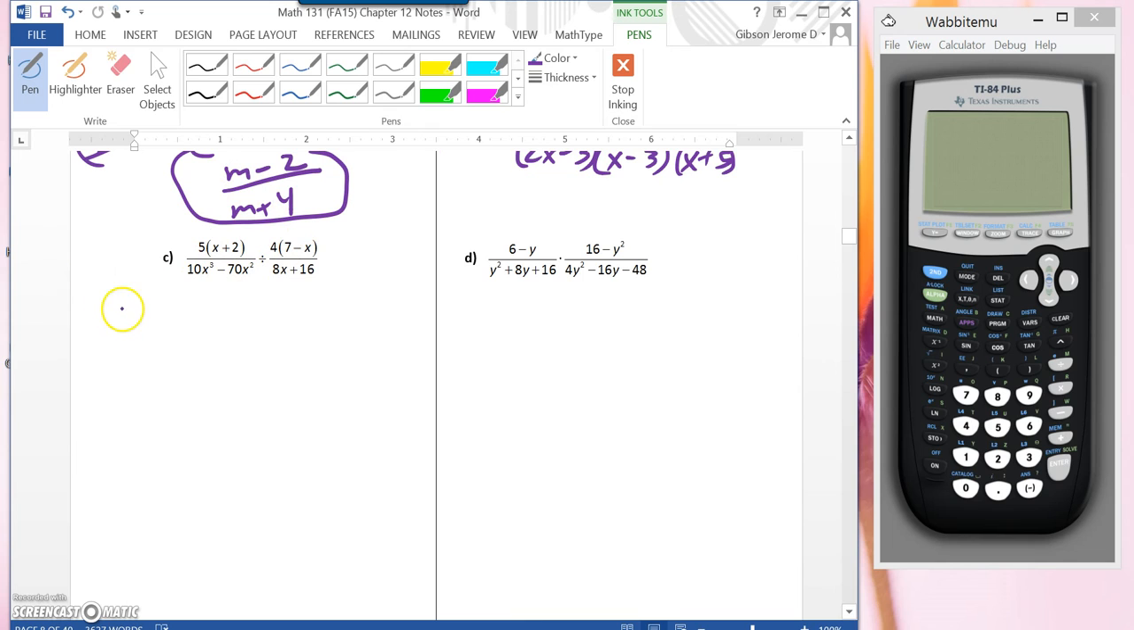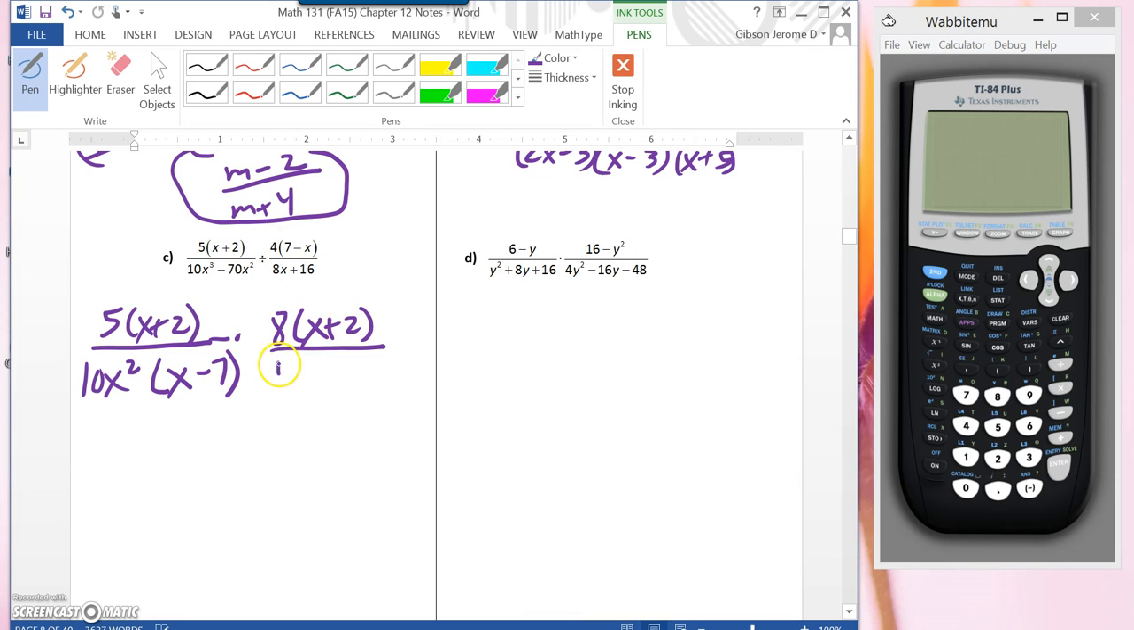We have division. We have 5 times x plus 2. Actually, we could factor out this denominator too. This will give us 10x squared, and in parentheses that will give us x minus 7. Division becomes multiplication. We take the reciprocal. We know this would be 8x plus 16, which would be 8 times x plus 2 once we factor. And then we have 4.